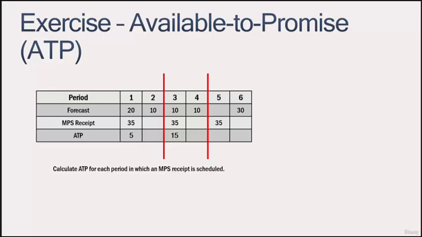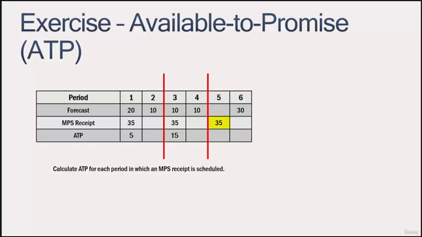Let's go to period 5. We have an MPS receipt of 35 pieces. There's no customer order for period 5. Looking ahead, the next MPS receipt is beyond period 6, so this ATP needs to also include the customer order for period 6. The calculation works as follows.